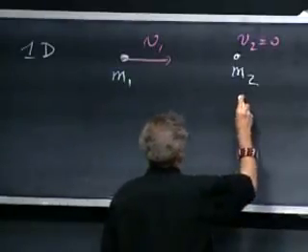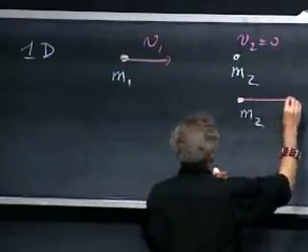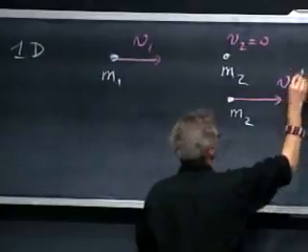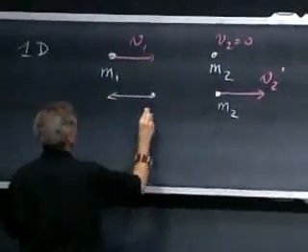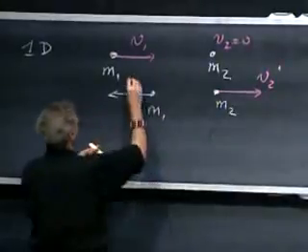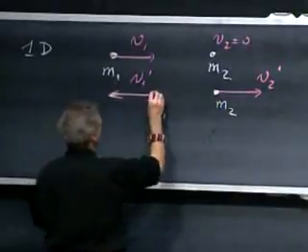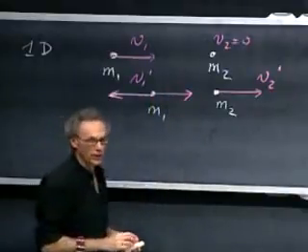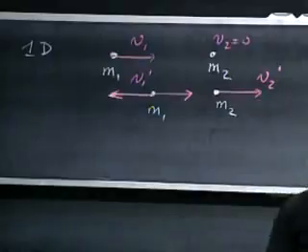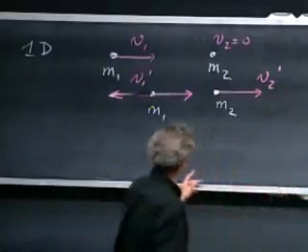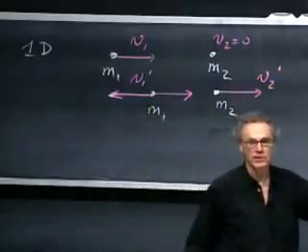After the collision, M2 has a velocity v2 prime, and M1, let it have a velocity v1 prime. I don't even know whether it's in this direction or in that direction. You will see that either one is possible. To find v1 prime and v2 prime, it's clear that you now need two equations.